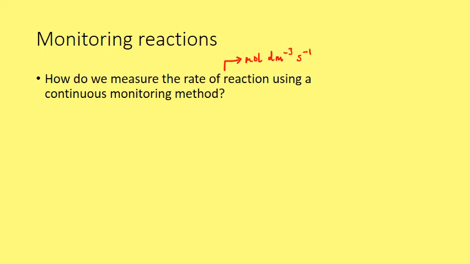And a continuous monitoring method is just a method where you take regular readings throughout the reaction. So the reaction might start and every 10 seconds you might take a reading. It might be a volume of gas, it might be a mass, and you track that over time, and then you can convert that into your reaction rates later. But a continuous monitoring method just means that you're taking regular readings of data over the course of the reaction.